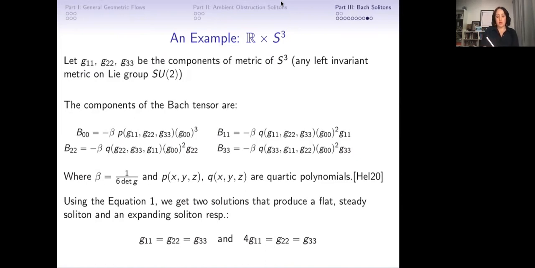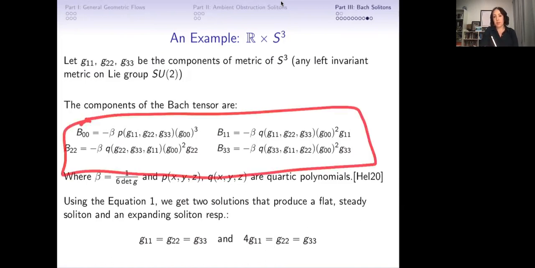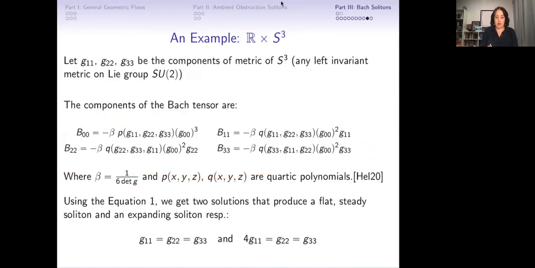Really what it boils down to is using the fact, as Hellawell found, that the components of our Bach tensor are given here. Hellawell used a computer to find these, and it was incredibly helpful in my work. And here, the P's and Q's are going to be quartic polynomials. Again, his paper is referenced here if you would like to see them.